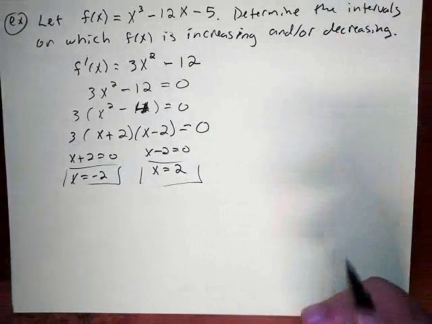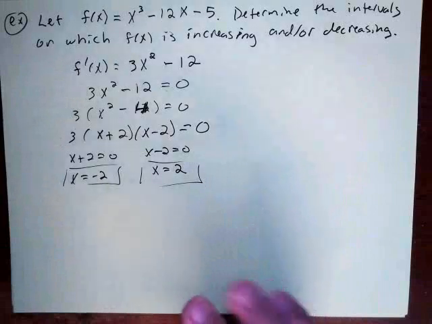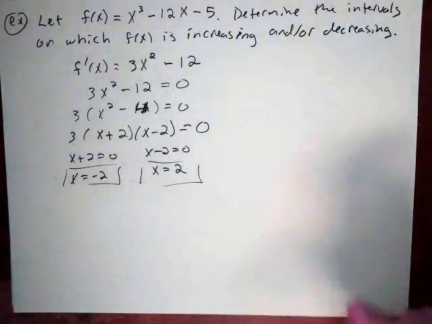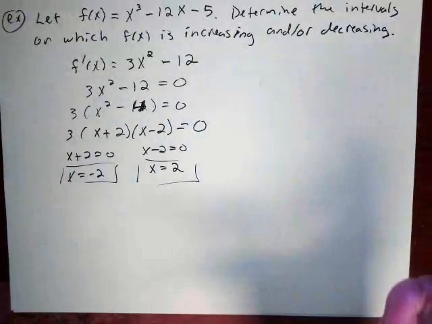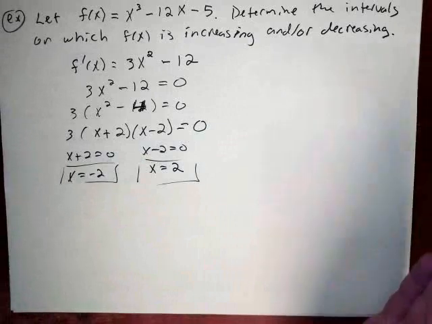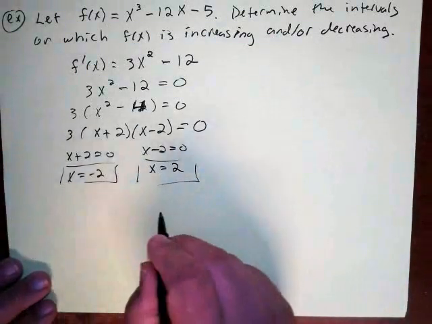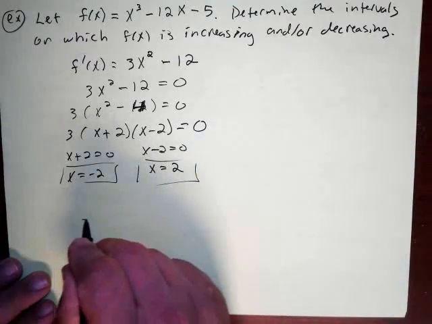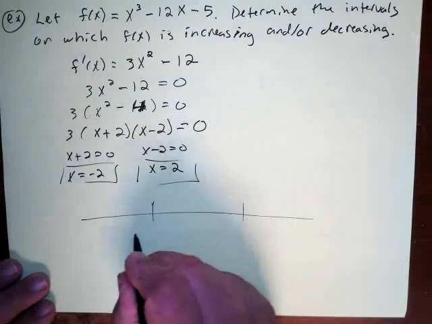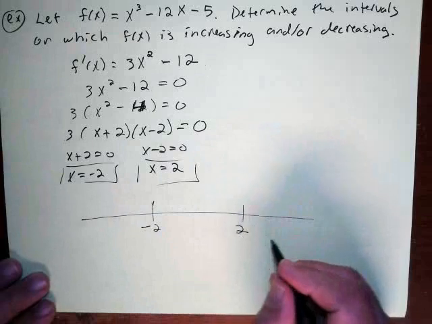And so a critical point is either where the derivative is equal to 0 or the derivative does not exist. Well, it's defined at every point, and so these are the only critical points of the function. That's what I'm trying to say. And so what you can do is set up 3 intervals here. And these are like the critical points. This is negative 2. This is 2.